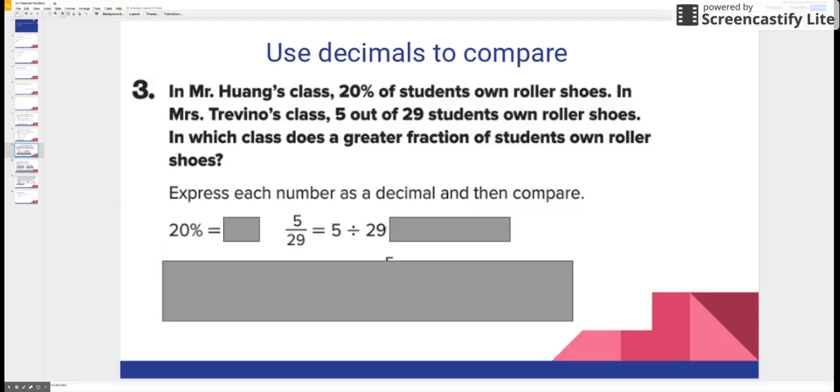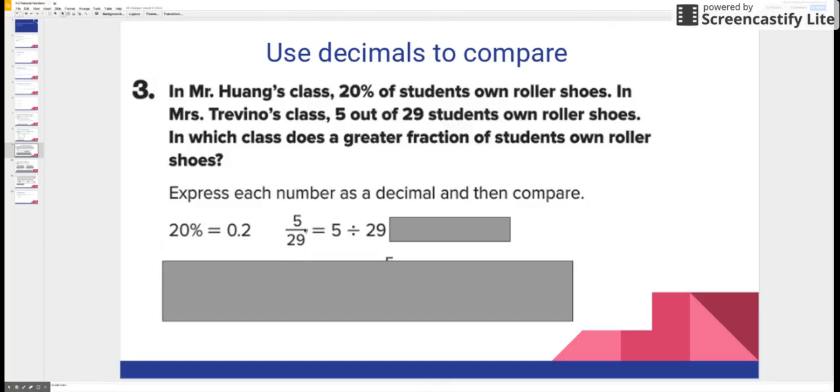Alright, so first let's start off by expressing each number as a decimal and then comparing. 20%, we should already know that this percent sign means 20 over 100. So 20% converts to 0.2. So 20 out of 100 simplifies down to 2/10, which here in the decimal is 0.2.